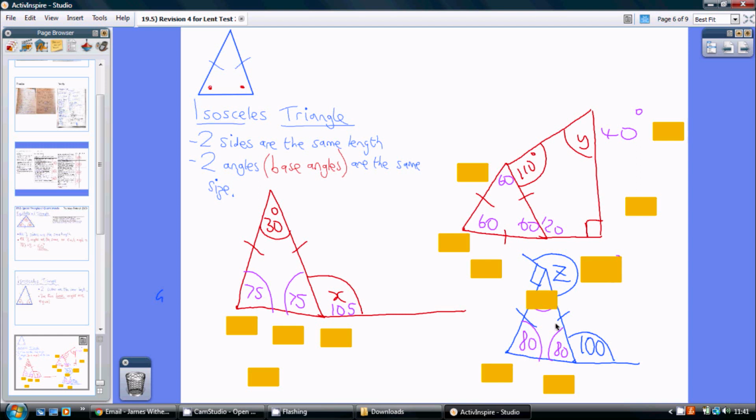Now angles in a triangle add up to 180, so this one must be what makes it up to 180. So 80 add 80 is 160, so that must be 20. And then finally, angles about a point add up to 360. Now this is 90 degrees and this is 20, so that's 110. 360 take away 110 means that Z must be 250 degrees.